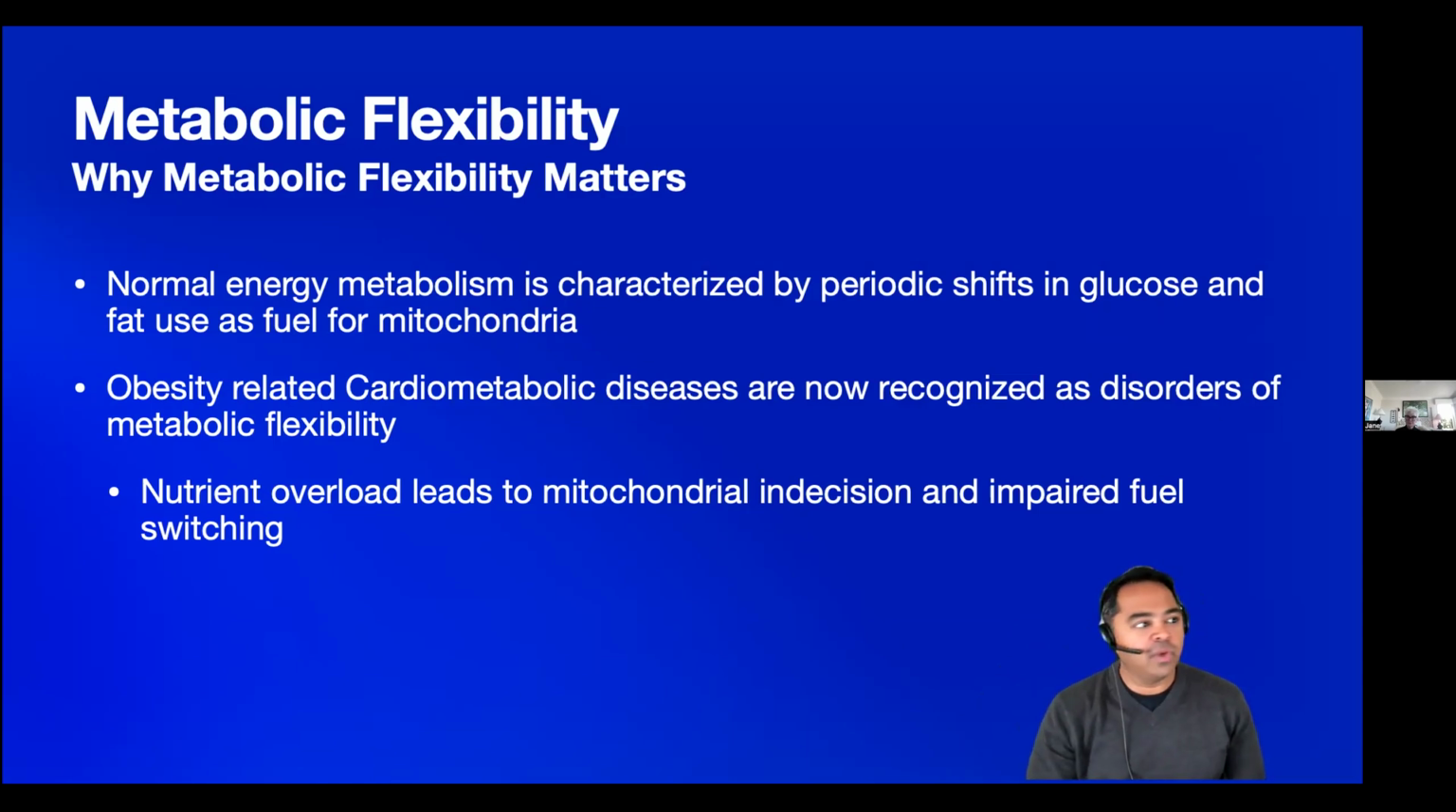So for those of you out there who feel tired, feel sleepy after you eat a dessert or a bowl of ice cream or sugary meal, that's kind of what's happening: you're dumping all this processed glucose in your body. It's like, what is going on? It devotes a lot of energy to try to process this, and we become over time less and less able to use fat as fuel. And a lot of the obesity-related cardiometabolic diseases are now recognized as disorders of metabolic flexibility.